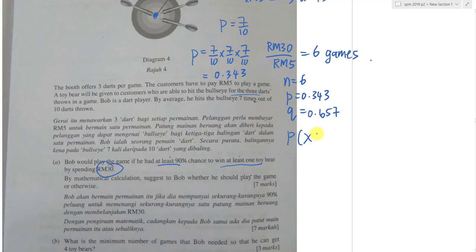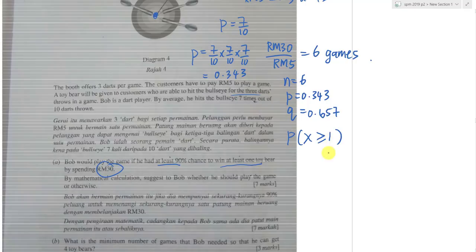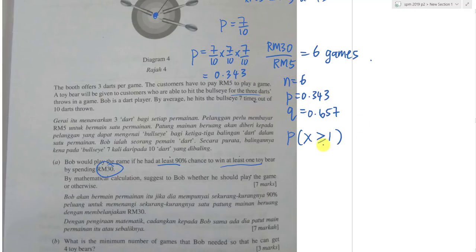Okay, then I want to win at least 1 bear. So that means X must be bigger than or equal to 1. This is what happens if he wins at least 1 bear, then only he will play. So what I'm doing here is calculating the probability to win at least 1 bear. If this probability at the end is less than 90%, then I will ask Pop, don't play this game. If I get a probability of more than 90%, then I will ask Pop, you must play this game.